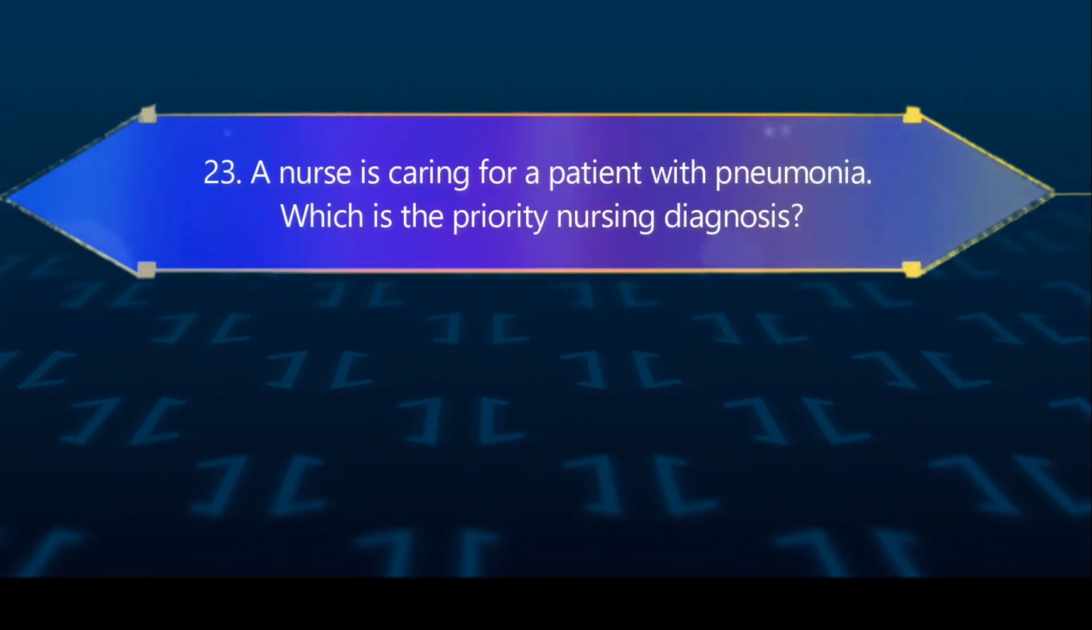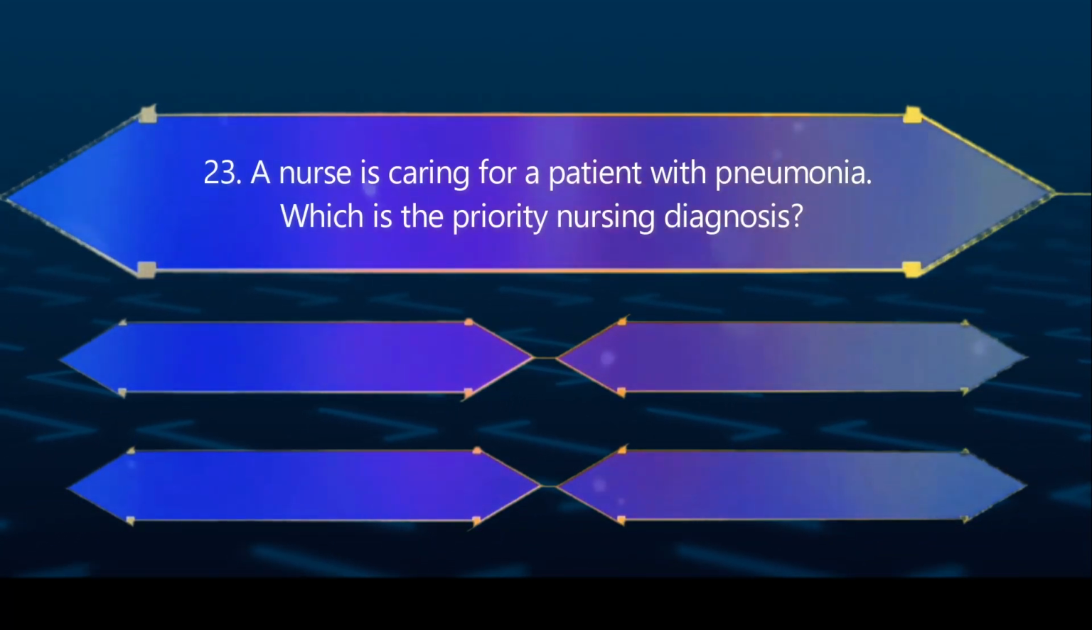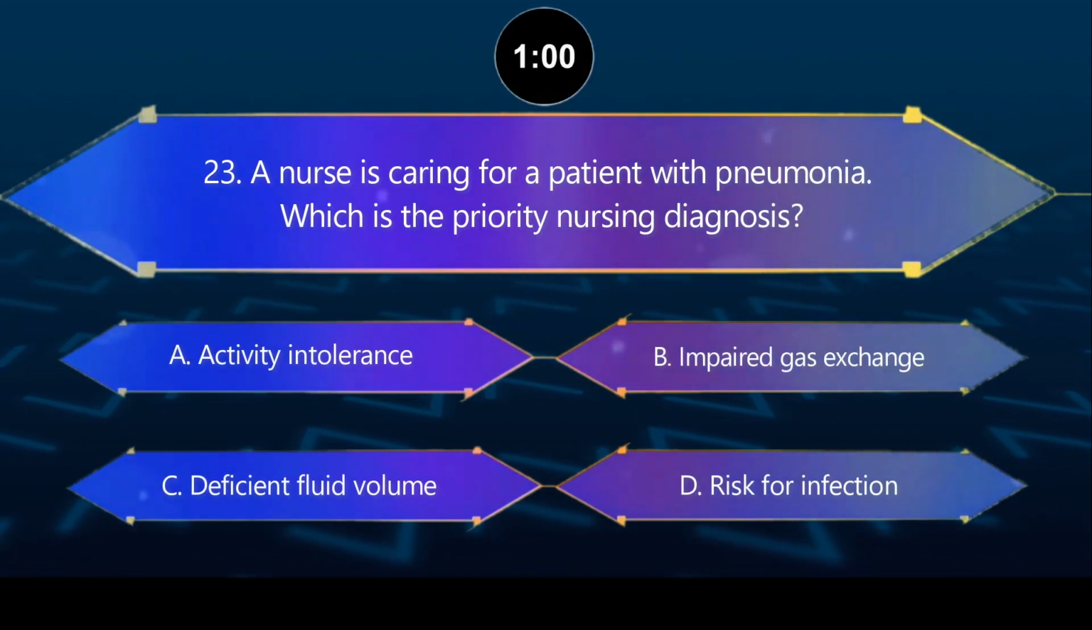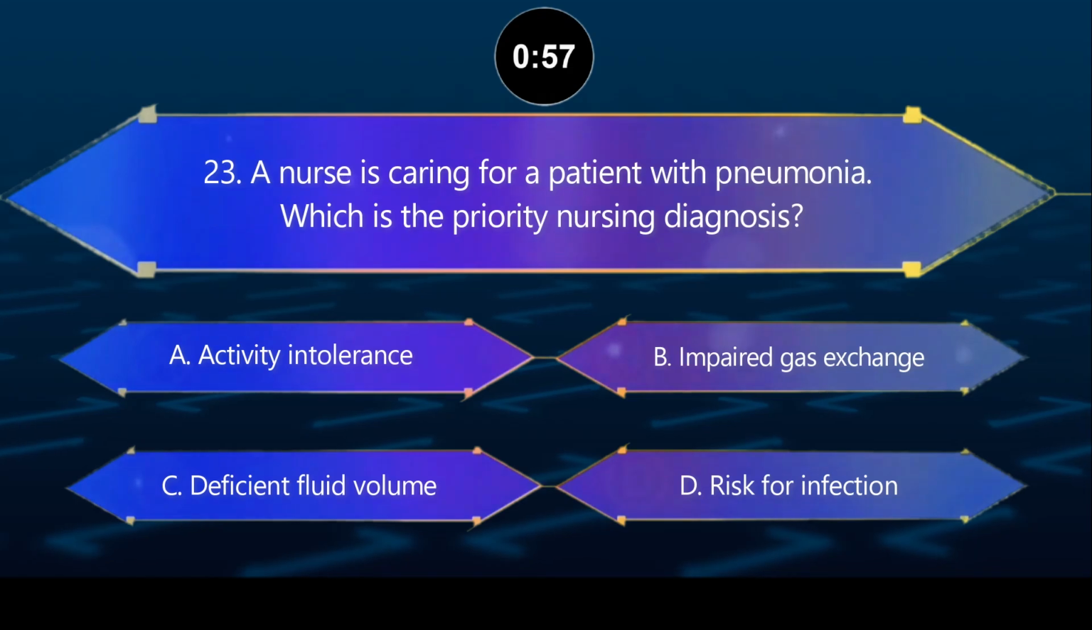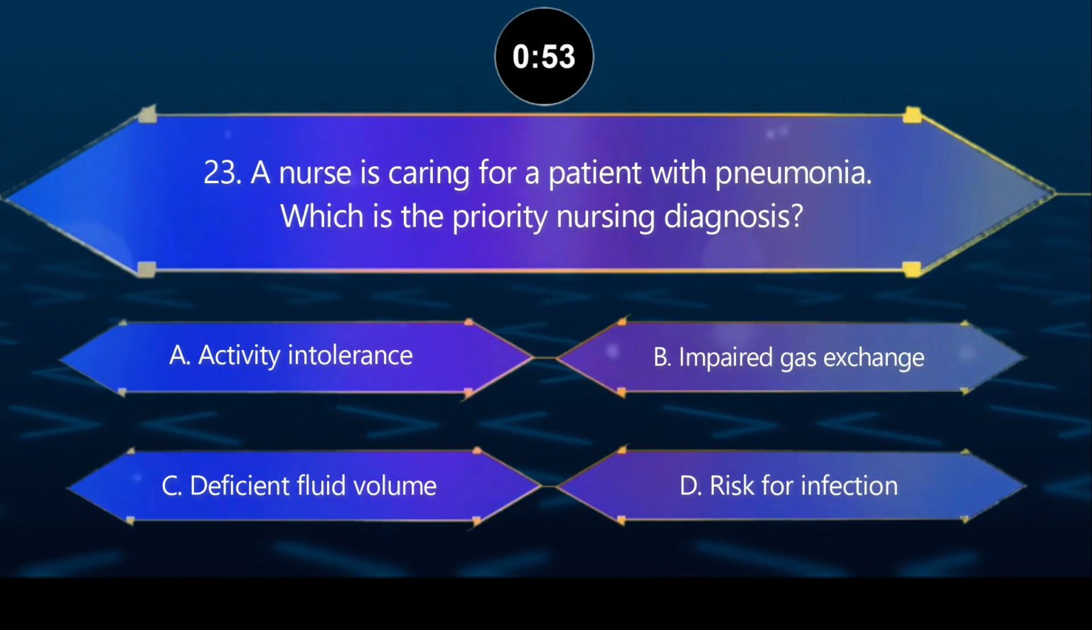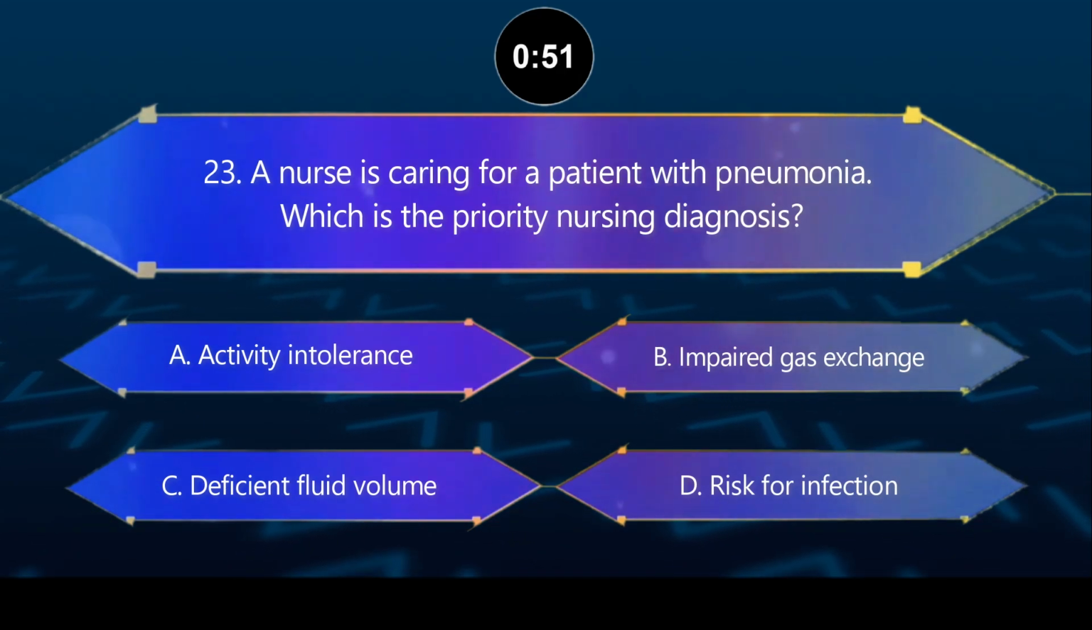23. A nurse is caring for a patient with pneumonia. Which is the priority nursing diagnosis? A. Activity intolerance. B. Impaired gas exchange. C. Deficient fluid volume. D. Risk for infection.